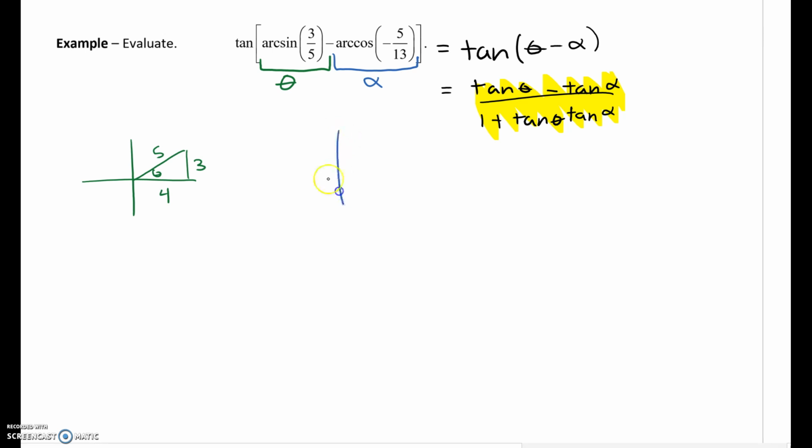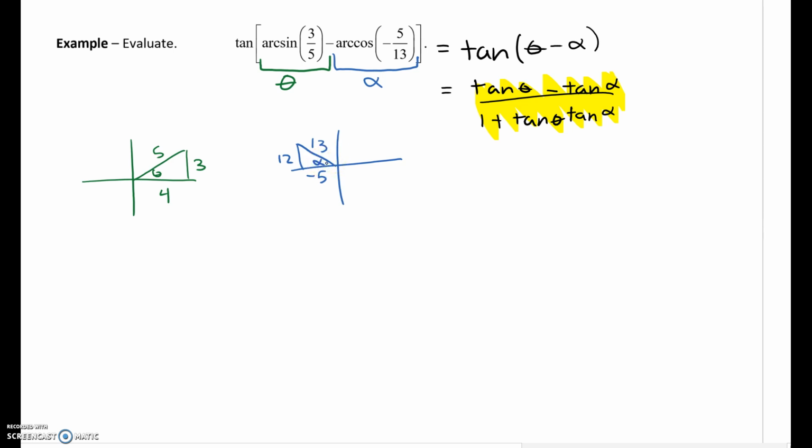Next one, we have our alpha. This is arc cosine, and it's negative. So remember, arc cosine can only be in the first or second quadrant. Since it's negative, it has to be in the second quadrant. And then cosine is adjacent over hypotenuse, so negative 5 over 13. This is another special right triangle. If you remember this one, it's a 5, 12, 13 triangle. If you don't remember it, you can use the Pythagorean theorem and get it. So this is my alpha angle, and the green is my theta angle.